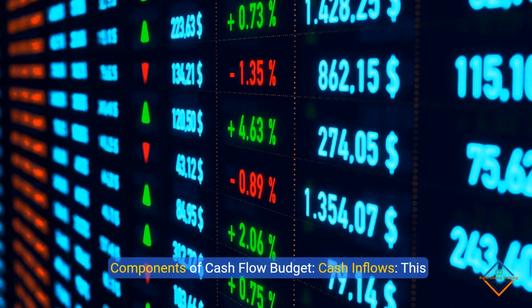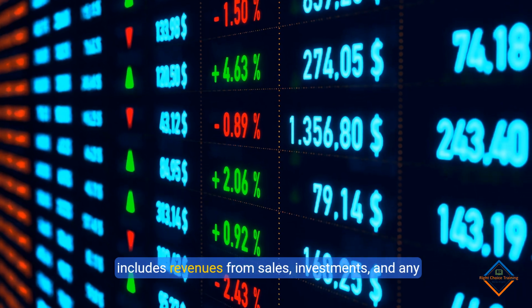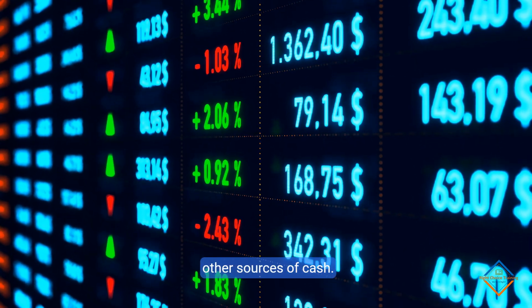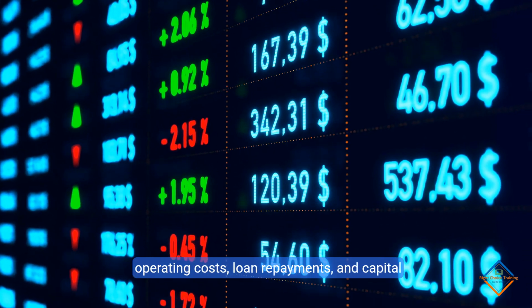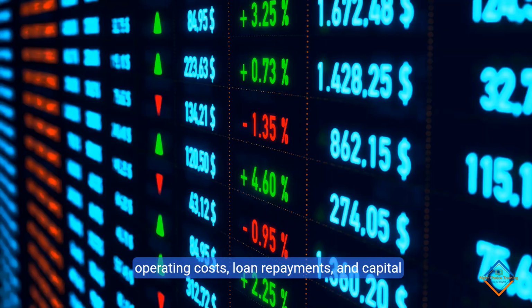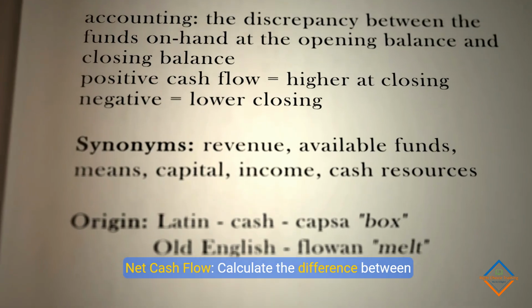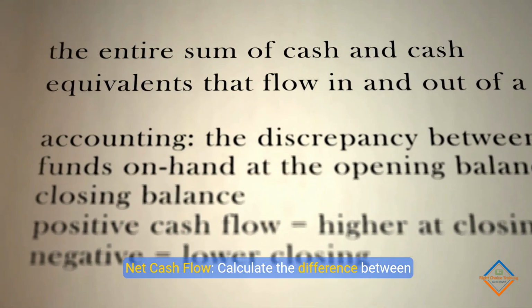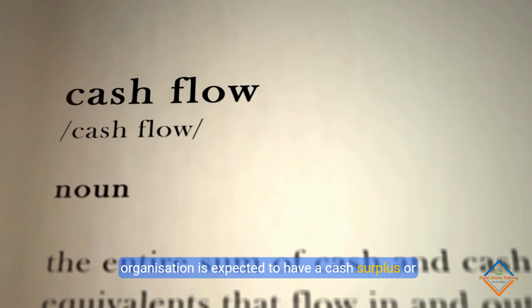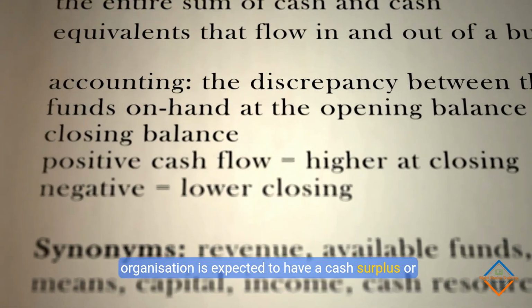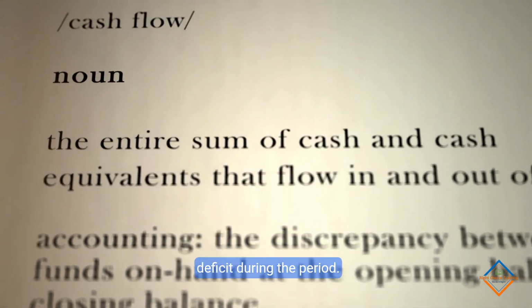Cash inflows. This includes revenues from sales, investments, and any other sources of cash. Cash outflows include all expenses such as operating costs, loan repayments, and capital expenditures. Net cash flow. Calculate the difference between cash inflows and outflows to determine whether the organization is expected to have a cash surplus or deficit during the period.